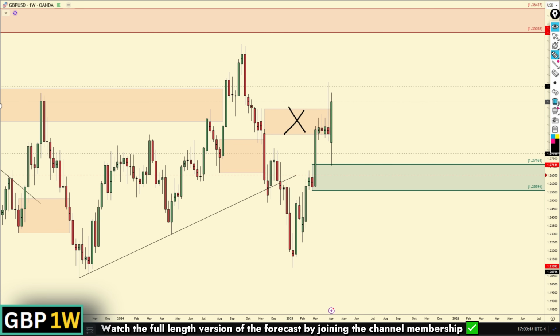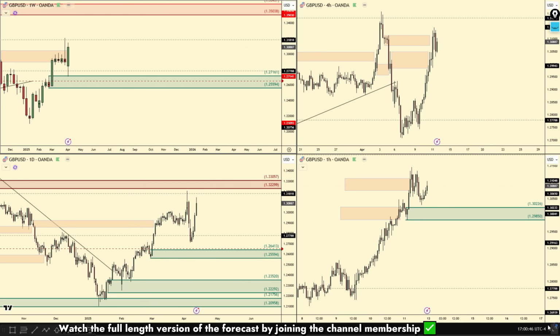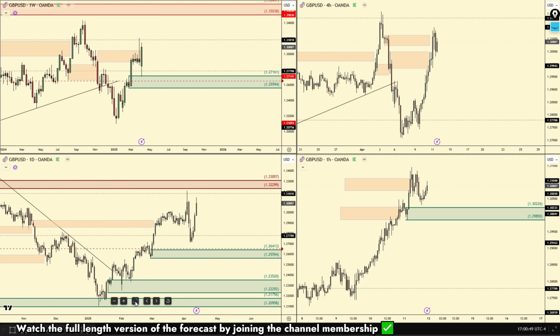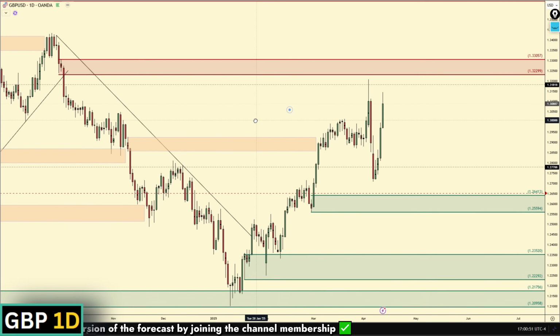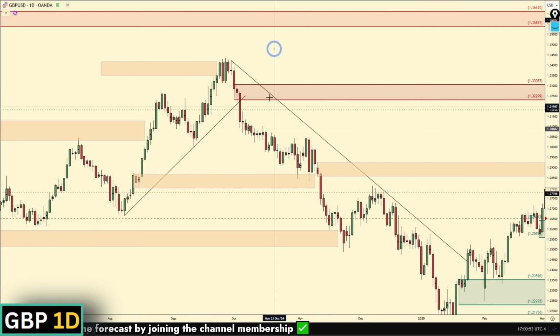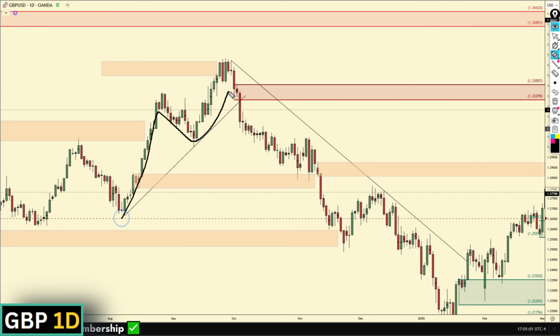But in the meantime, the weekly supply has been taken out. Things are looking really, really strong. Now, we do have a little daily supply up here to get through as well. I don't love this supply as far as my higher time frame analysis goes, but if you look, this is a very nice upper trend line. That trend line was removed by this little base drop supply on the daily chart.